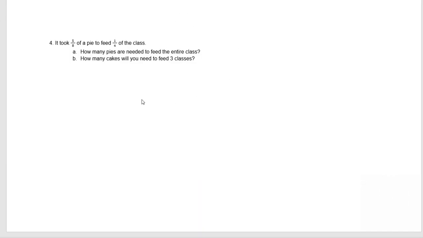Okay, so the next one. It took 5/8 of a pie to feed 1/4 of the class. How many pies are needed to feed the entire class? Now, if we're feeding the entire class, this is one class. So what we really want to know is how many pies are going to feed one class.